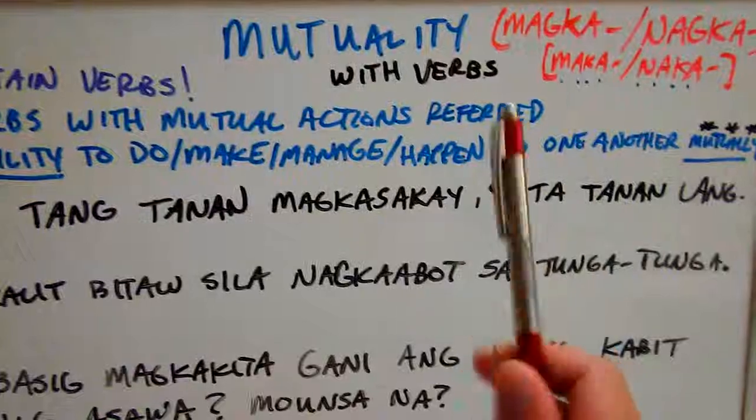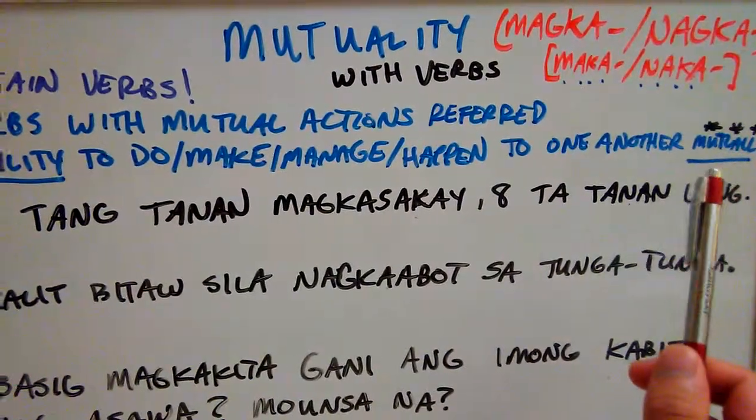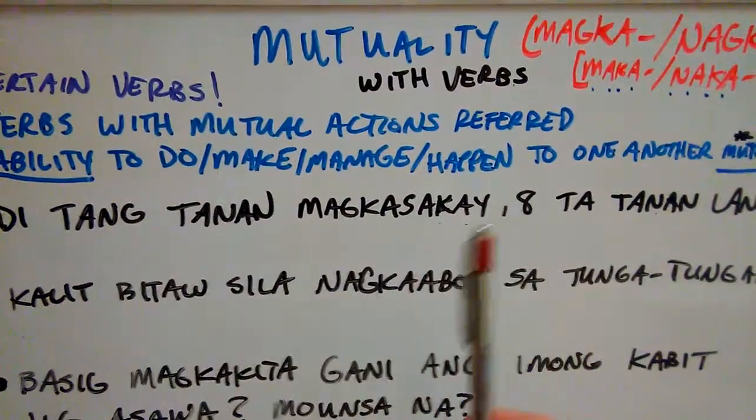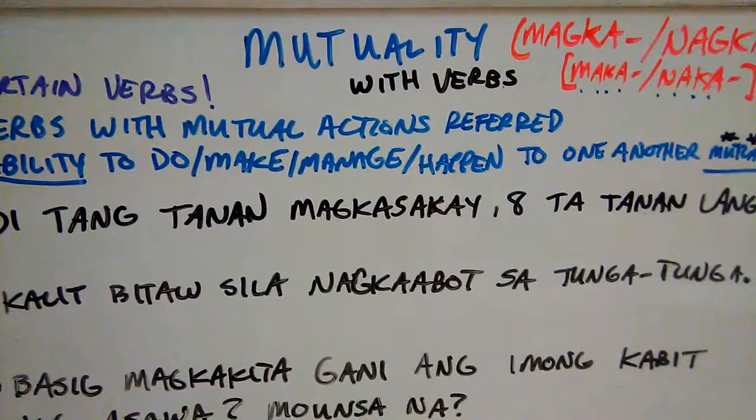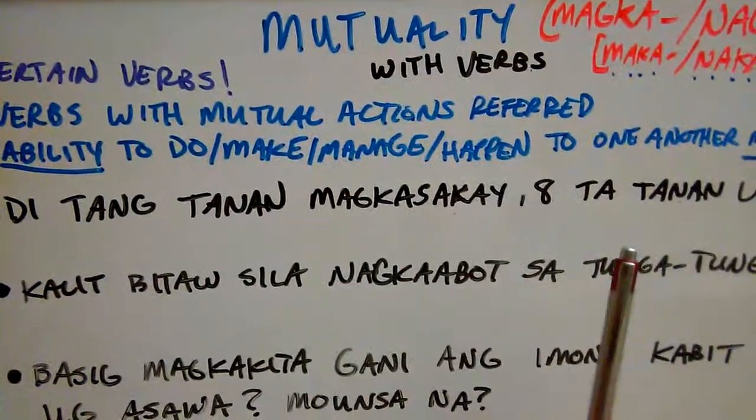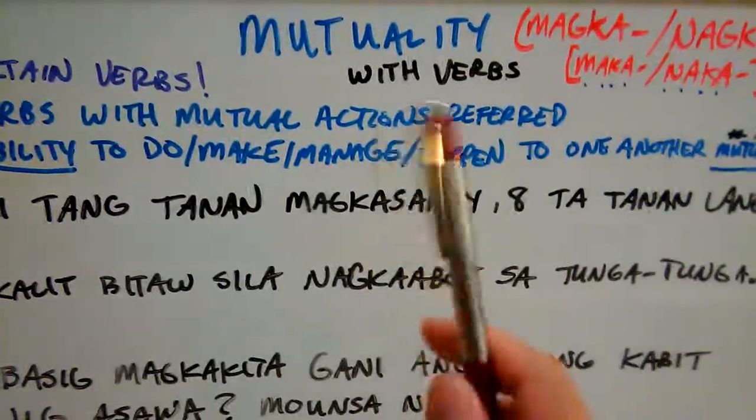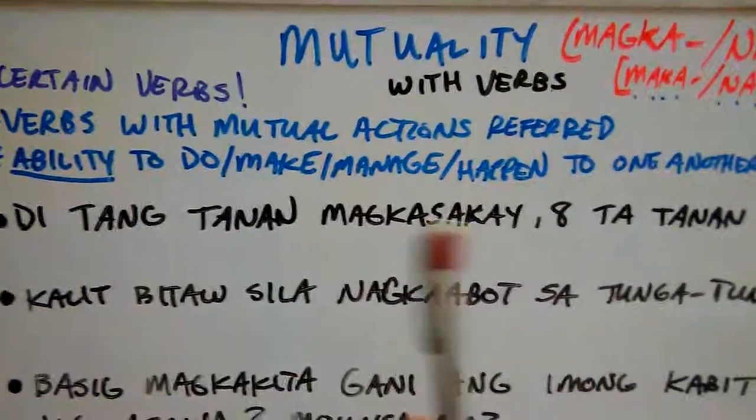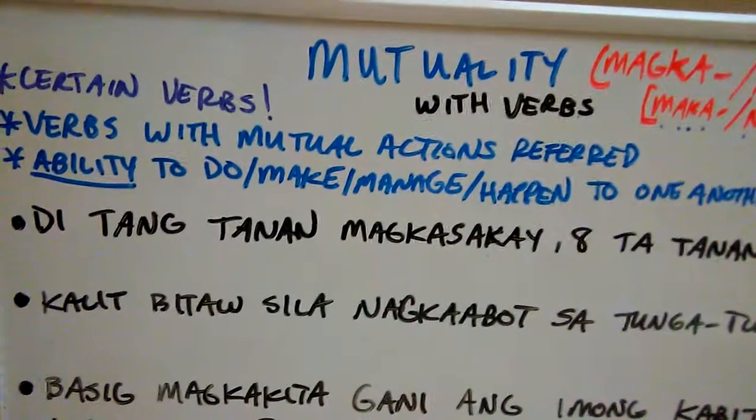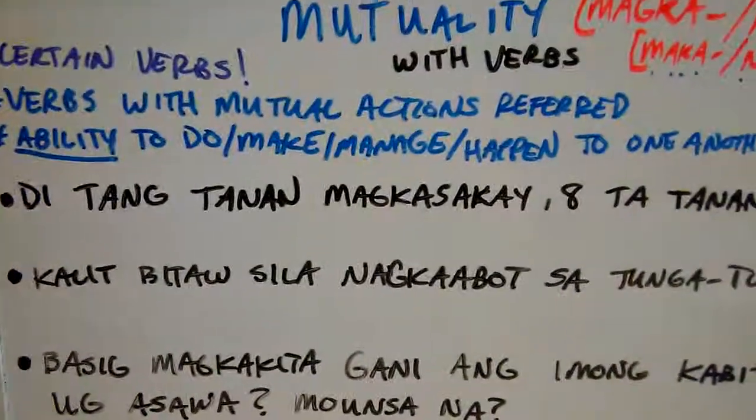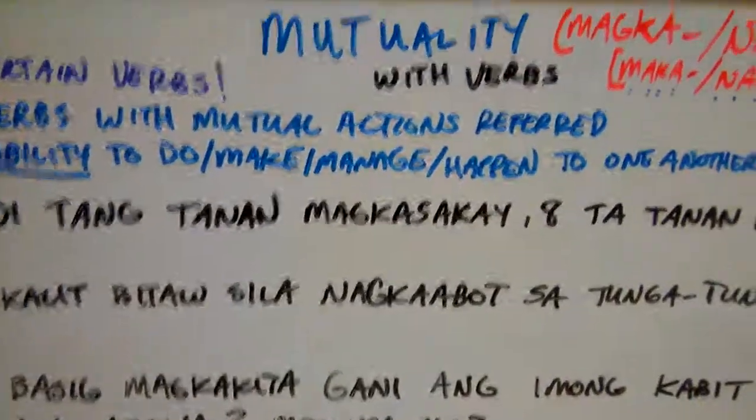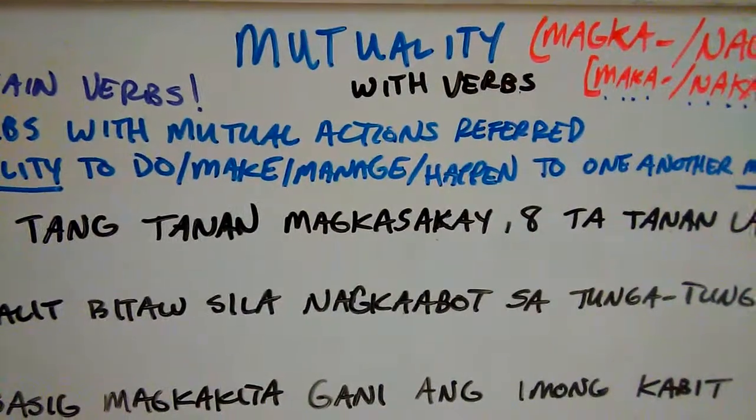Again, mutuality differs from reciprocality in that with reciprocality, the agent does something to the object, whereas the object does something back to the agent at the same time. Mutuality is when no one gets benefited or hurt. It's just a parallel action that just happened. So hopefully that clears up mutuality and verbs.